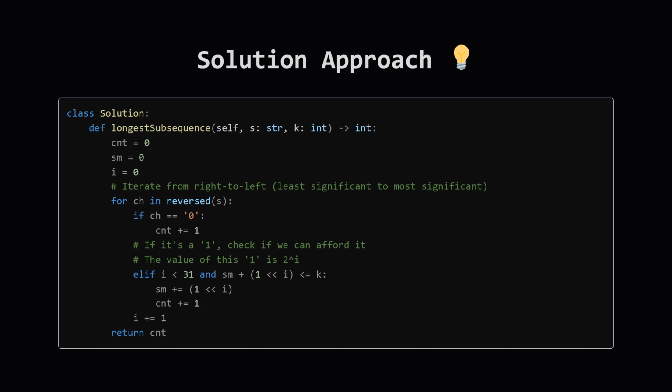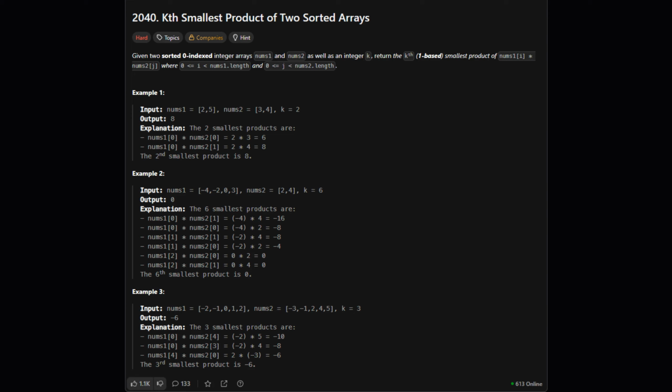The code iterates through the binary string from right to left, processing the least significant bits first. Zeros are always included as they contribute to length without increasing the value. Ones are only included if adding their positional value, which is 2 to the power of i, doesn't push the total sum over the threshold k. This achieves a time complexity of order n, where n is the string length, with constant space. And now for the hard one.